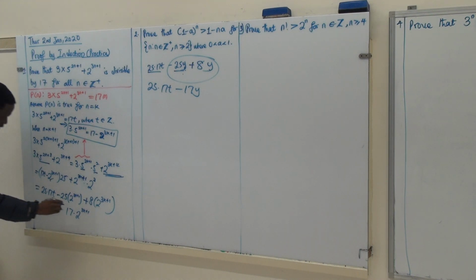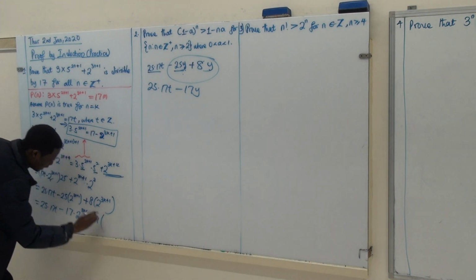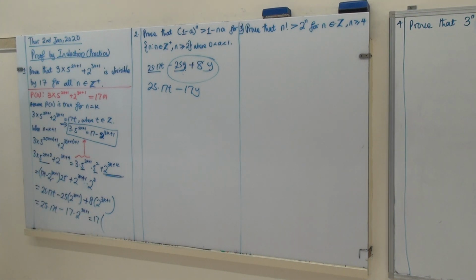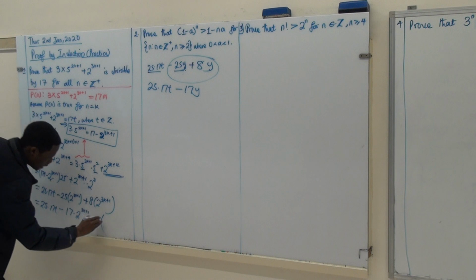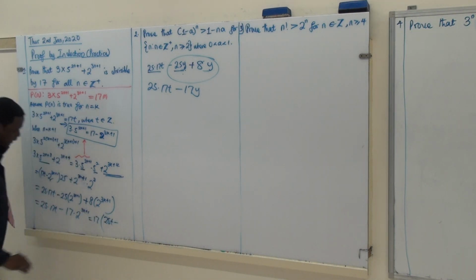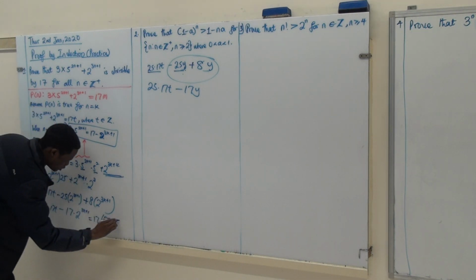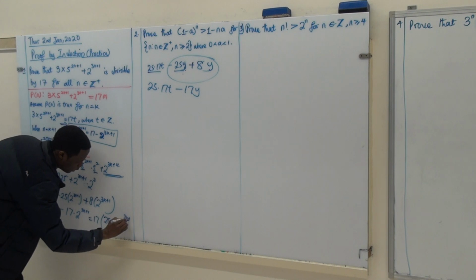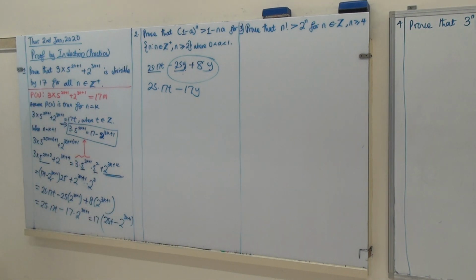Okay? And with this now, 17 bracket, what is the first term in the bracket? 25t. And the second term in the bracket? 2 to the power 3k plus 1. And is that bracket an integer? Yes. In that case, the result is proved. So you conclude yourself.